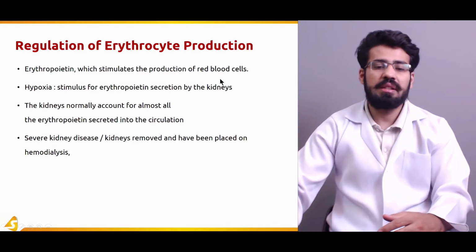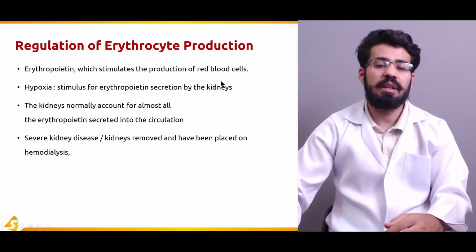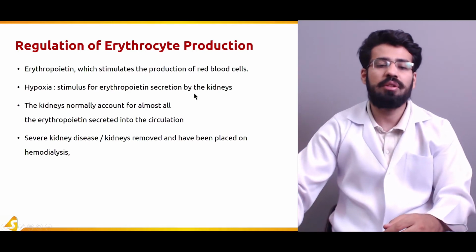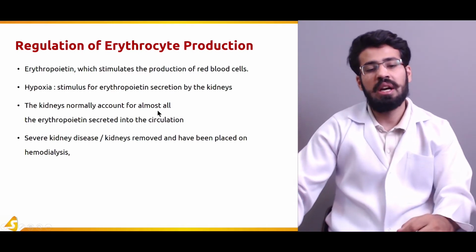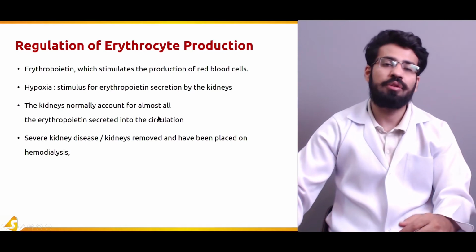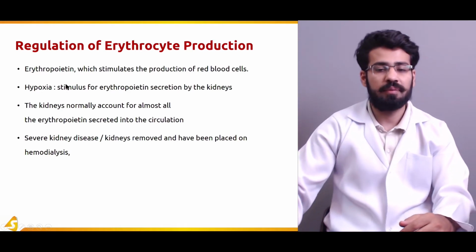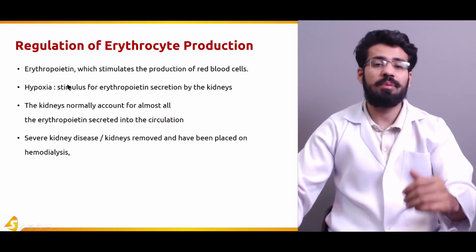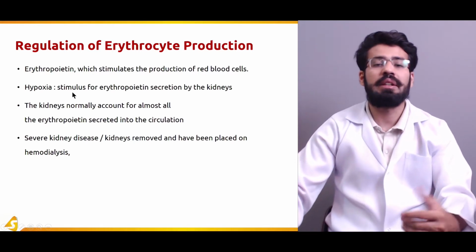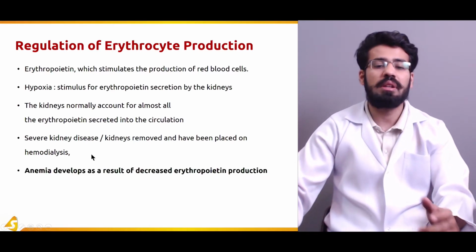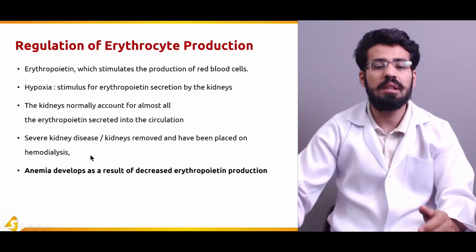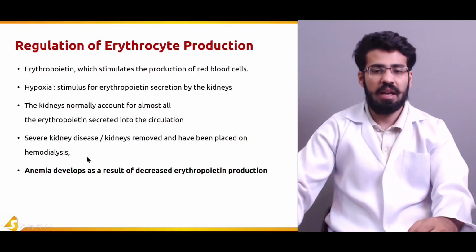Now, in several kidney diseases, where the kidneys are removed or have been replaced with hemodialysis, this particular hormone, erythropoietin, is not being produced, which of course decreases the production of the red blood cells and causes anemia to develop as a result of decreased erythropoietin production.